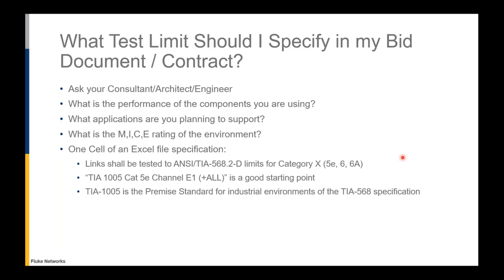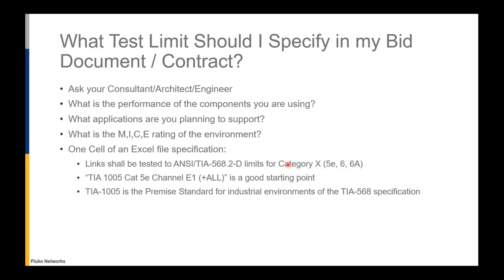Now, there is actually a cabling specification on our webpage, and it's Division 27, the whole 9 yards, 10 pages long. But I find that in the real world, I'm lucky if I get one cell of an Excel spreadsheet for the specification for the cabling. So we want to say there that the links shall be tested to the ANSI/TIA 568.2, which is the copper version. We're on the D revision limits for the category that we've decided on.